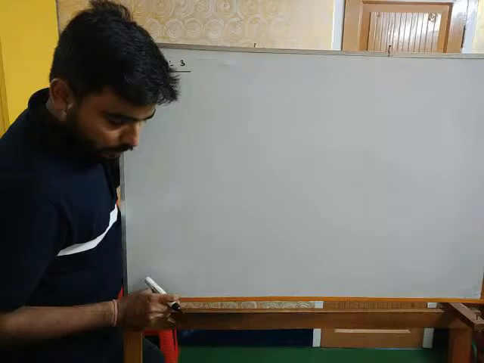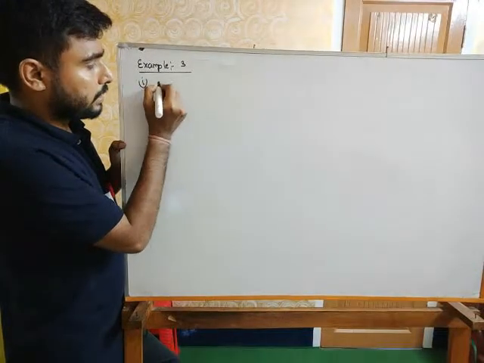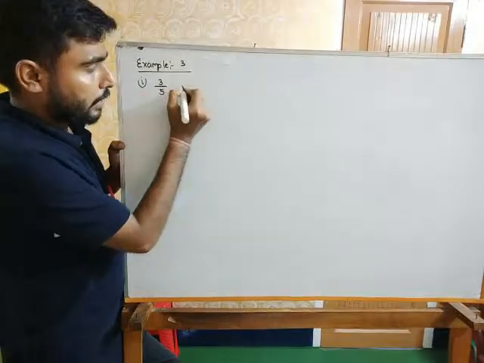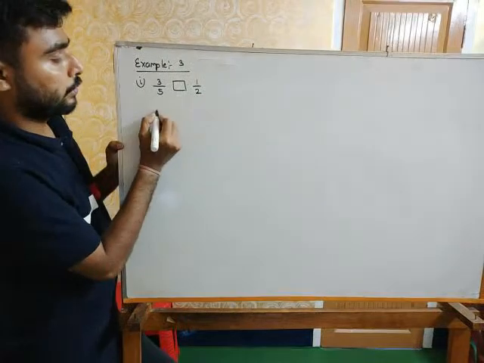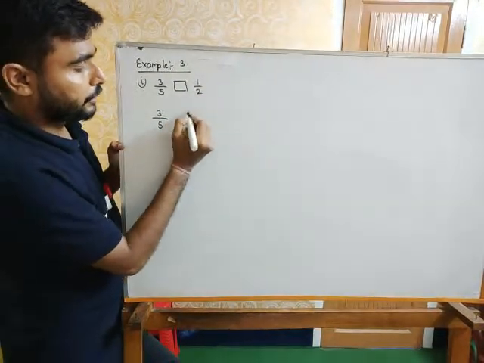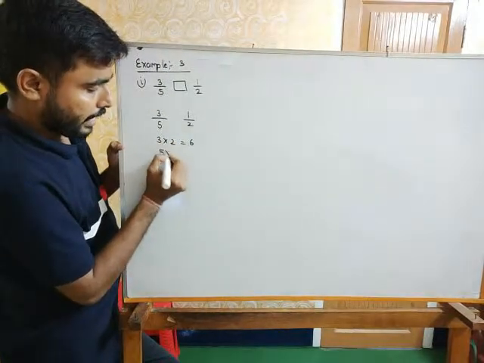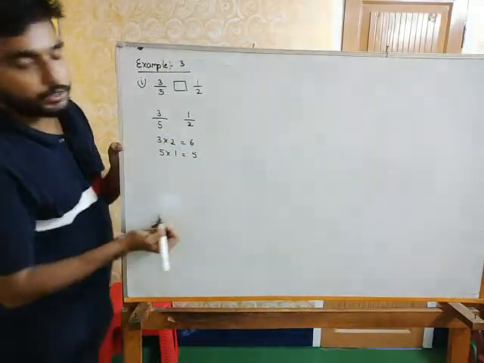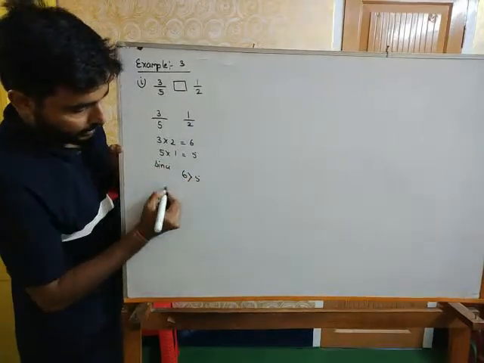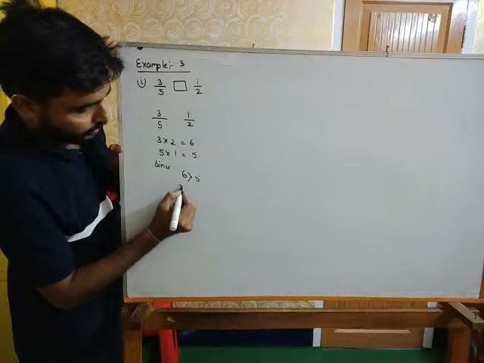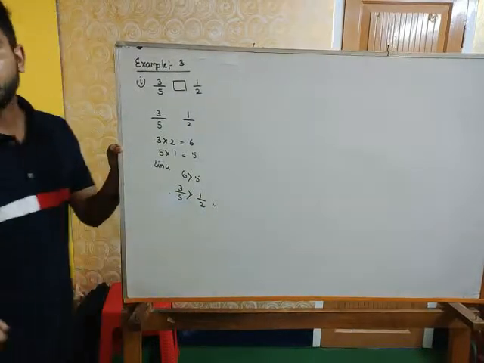Example number 3 asks you to compare. Example 3, number 1: 3 by 5 needs to be compared with 1 by 2. So, what about the rational numbers 3 by 5 and 1 by 2? Cross multiplied, 3 into 2 is 6 and 5 into 1 is 5. Which is greater? 6 is greater. Since 6 is greater than 5, therefore what can I write? 3 by 5 is greater than 1 by 2.